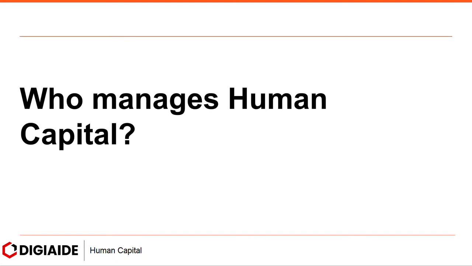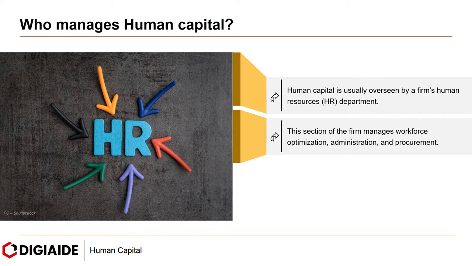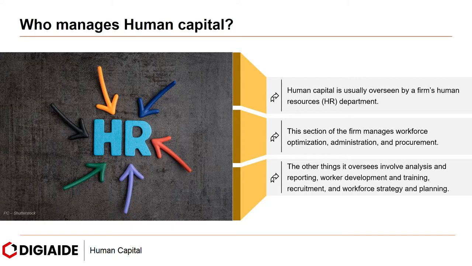Moving on, who manages human capital in a firm? Human capital is usually overseen by a firm's human resources department. This section of the firm manages workforce optimization, administration and procurement. The other things it oversees involve analysis and reporting, worker development and training, recruitment, and workforce strategy and planning.